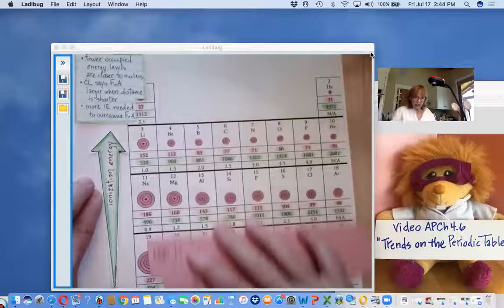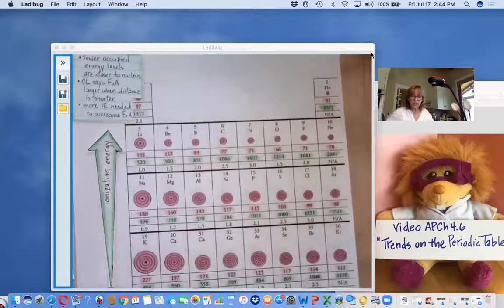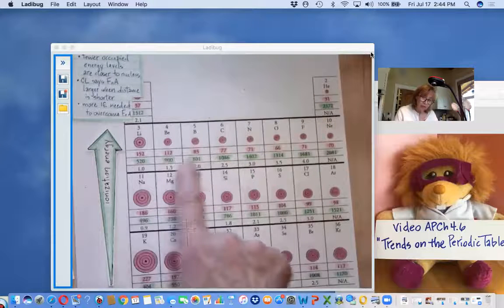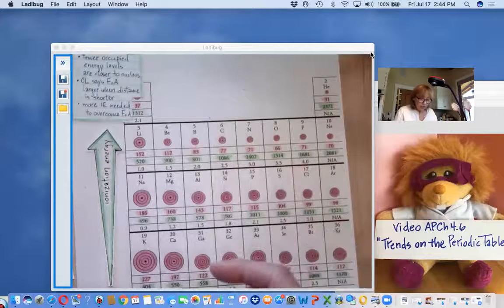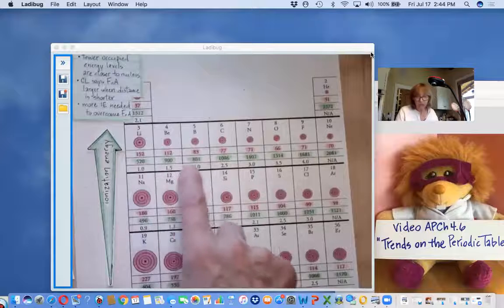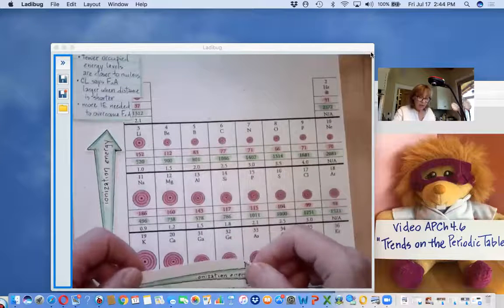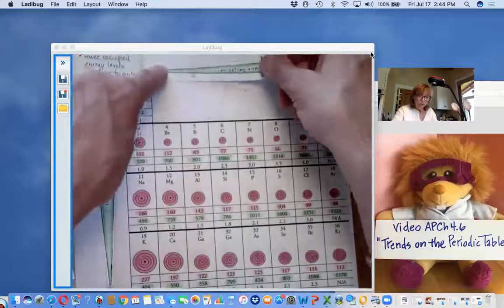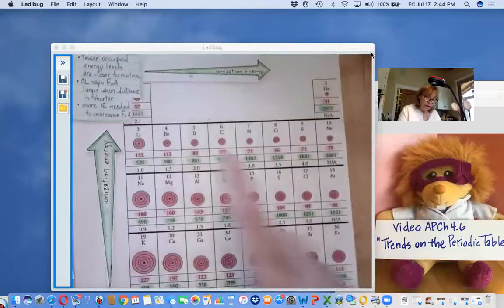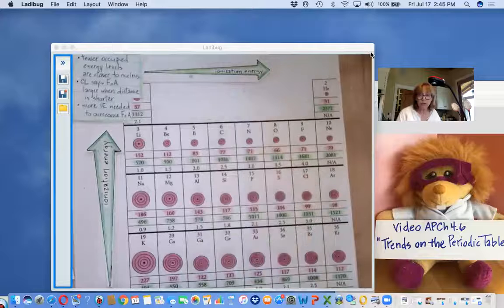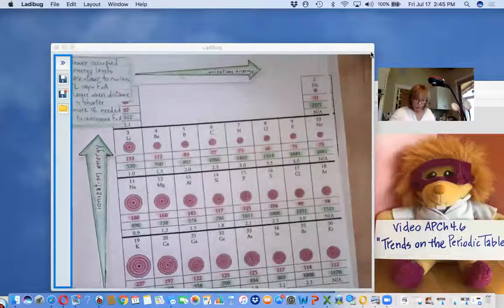Okay, now let's look at our ionization energy trend going across a period. If you're reading these numbers that you highlighted, you're going to see there are some glitches. And we will talk about those anomalies at a later time. But for now, for the most part, we find that ionization energy increases as we go to the right when we're comparing within a period.